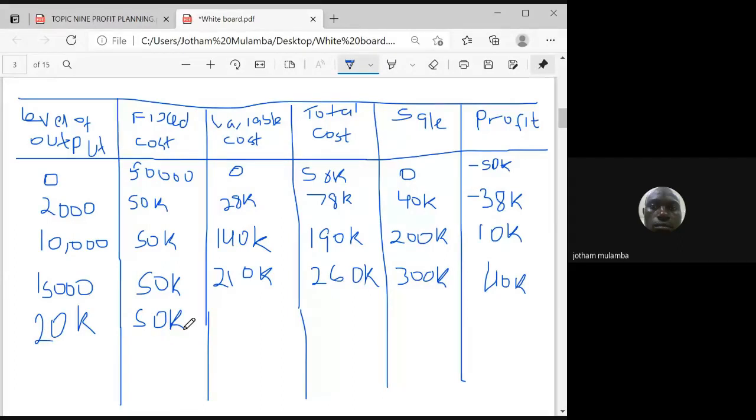But now we are doing this because from the question, they said they produced 20,000 units. So when we are coming up with the graph, the level of output must go up to 20,000, so that we capture that information. So in that case, that will be useful. So how much will be variable costs?